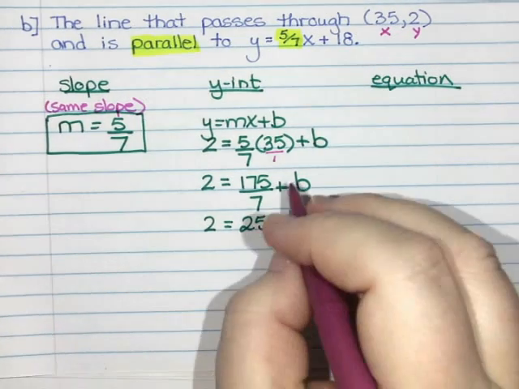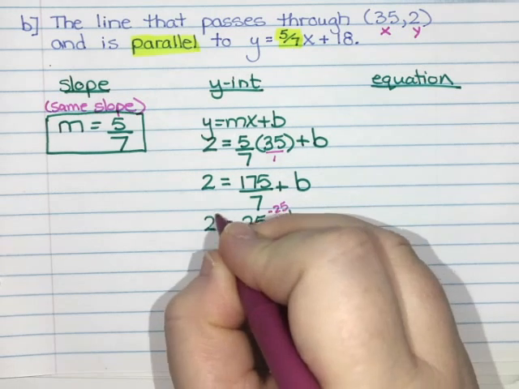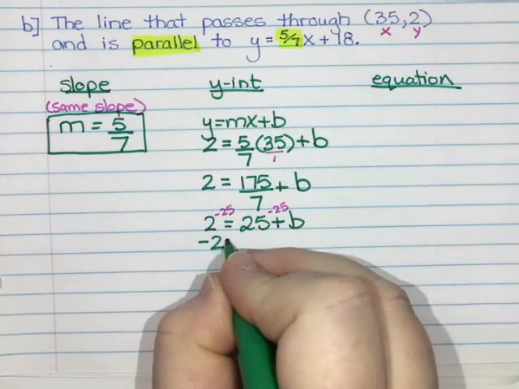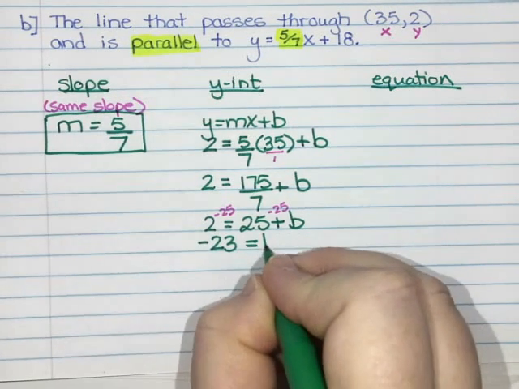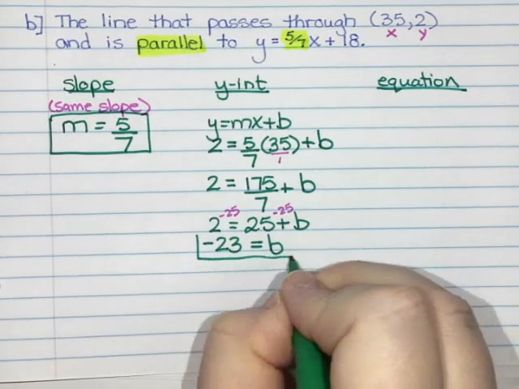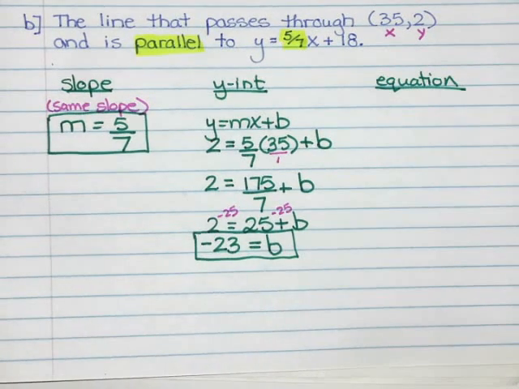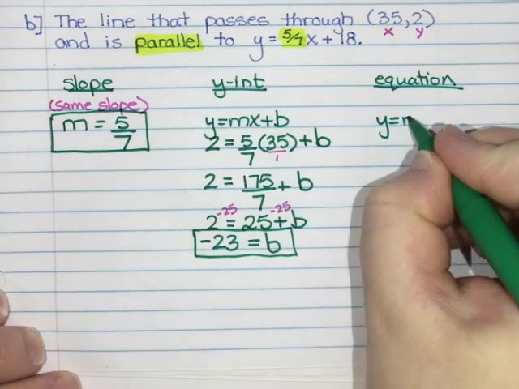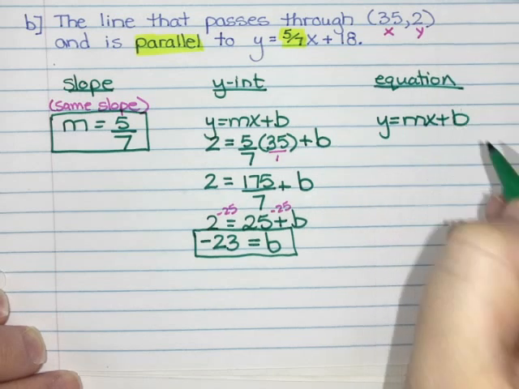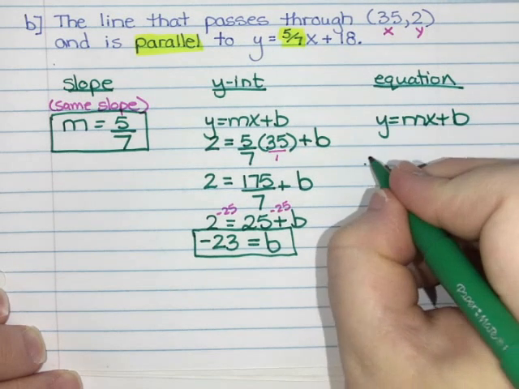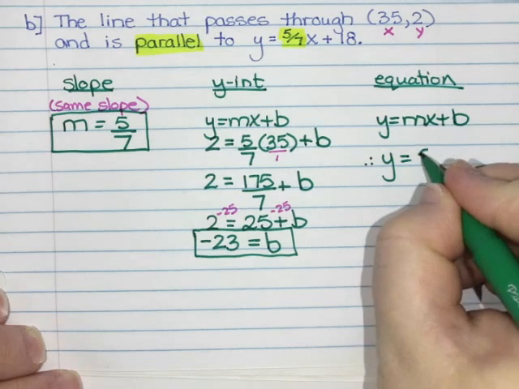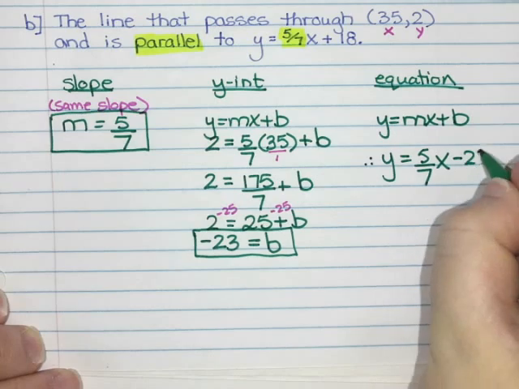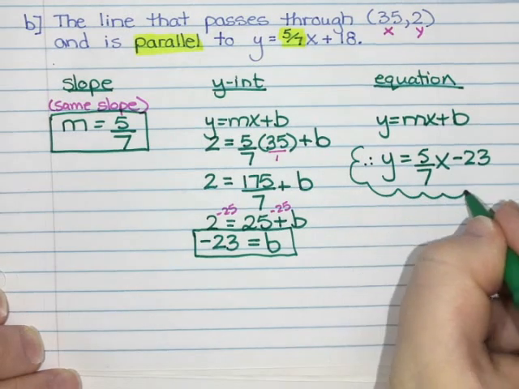So I am going to subtract 25 from both sides. 2 take away 25 is negative 23. So my y-intercept is negative 23. So my equation in the form y equals mx plus b is going to be y equals 5 over 7 x minus 23. And that is the equation of our line.